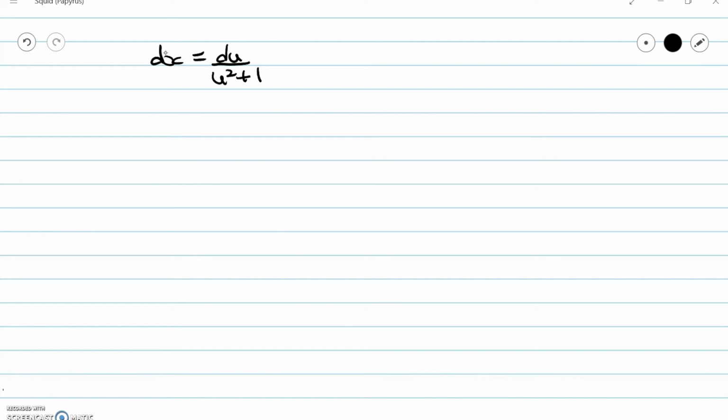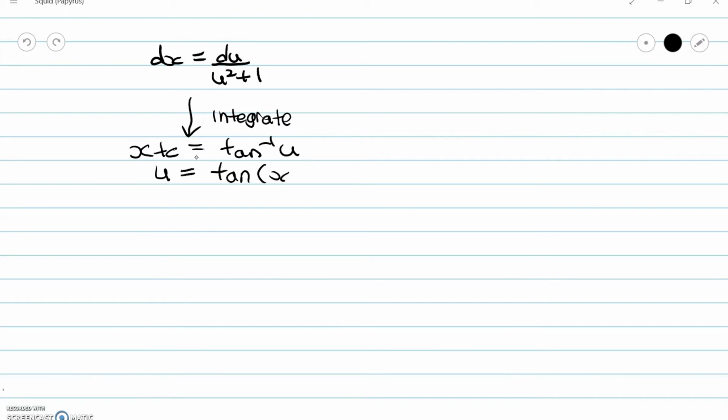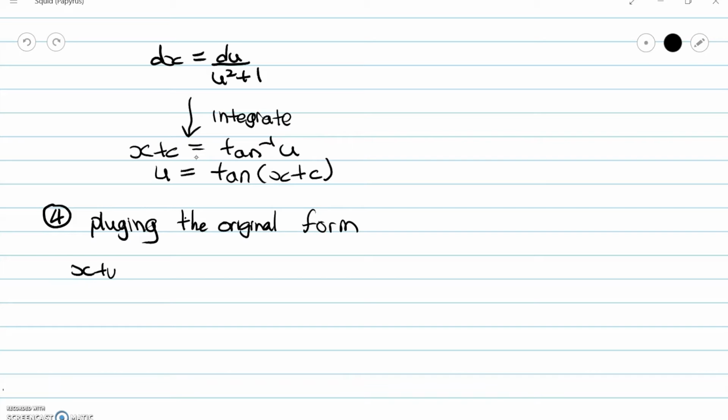So we just take dx equals du over u squared plus 1 and integrate it. This will give us x plus c equals tangent inverse u. We then solve for u: u equals tangent (x plus c). For the last step, I plug in the original term, which is u equals y plus x plus a. So you will get y plus x plus a equals tangent (x plus c), which will give us what y is.